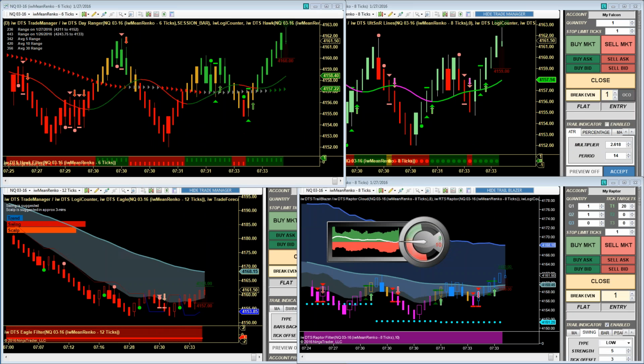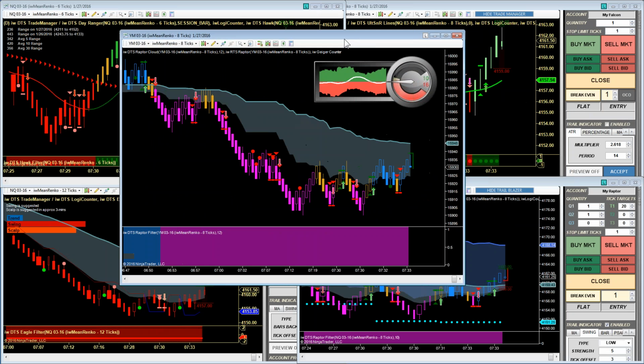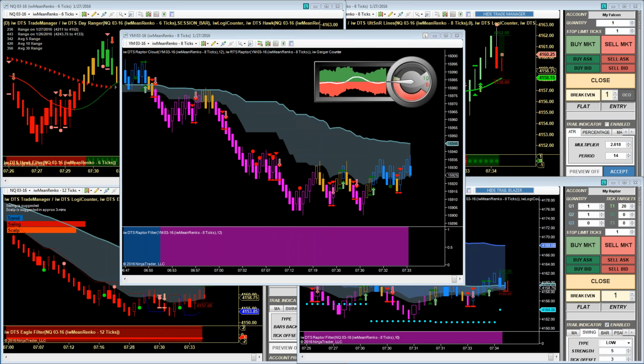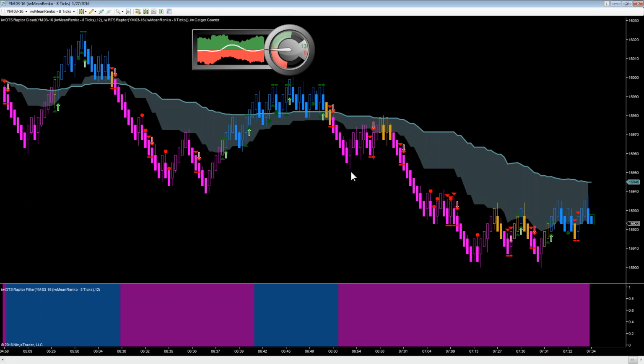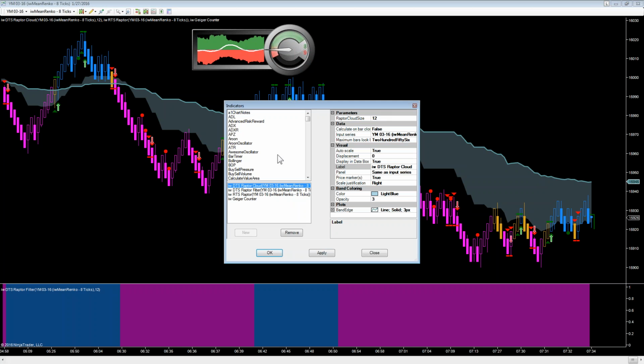I'm going to put this away for now, and we're going to bring over the YM for Alexandra. And this is the YM now on the Raptor. And you can see it's fairly similar to what we're looking at with the NASDAQ. Oh, this one only has the single band on it. A lot of times I'll run a double band, and I'll show you how to do that.